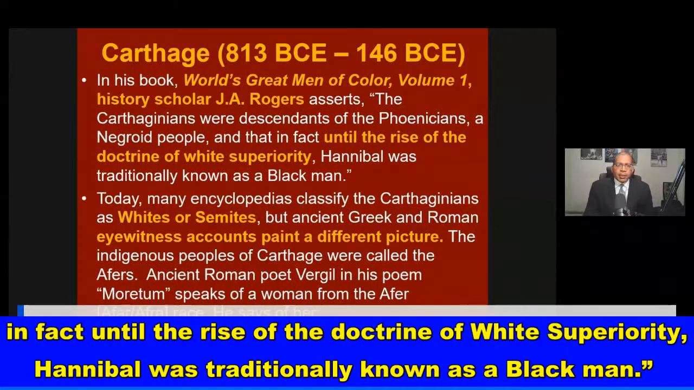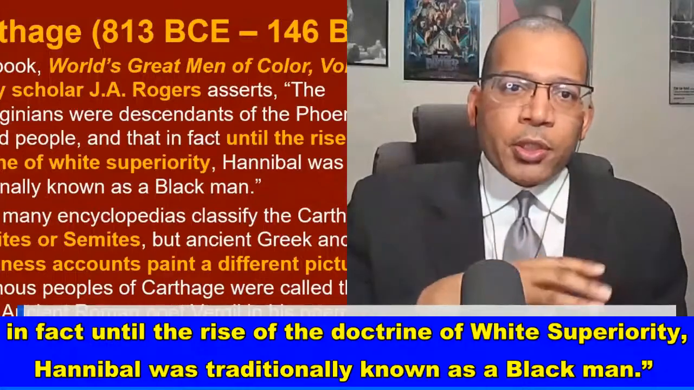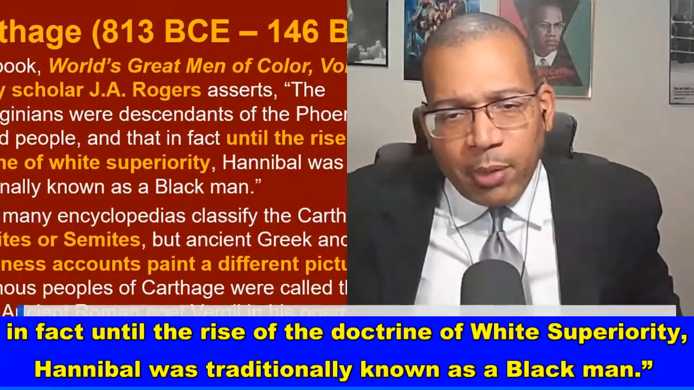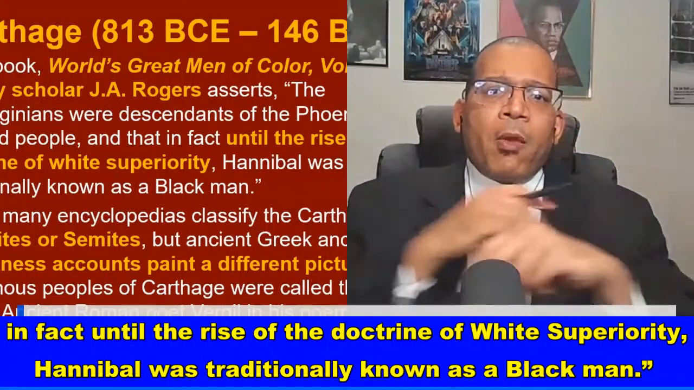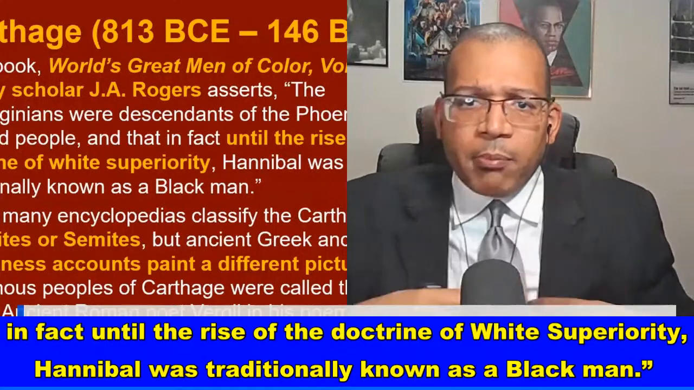Now, in his book, World's Great Men of Color, Volume 1, history scholar J.A. Rogers asserts that the Carthaginians were descendants of the Phoenicians, a Negroid people, and that, in fact, until the rise of the doctrine of white superiority. Now, this is extremely important because on the History Channel in 2016, they had a series called Barbarians Rising, and I watched it. It dealt with 700 years of invasions in the Roman Empire, leading to the fall of the western portion of the Roman Empire in 476 AD, when the Vandals and the Visigoths crushed the western portion of the Roman Empire.